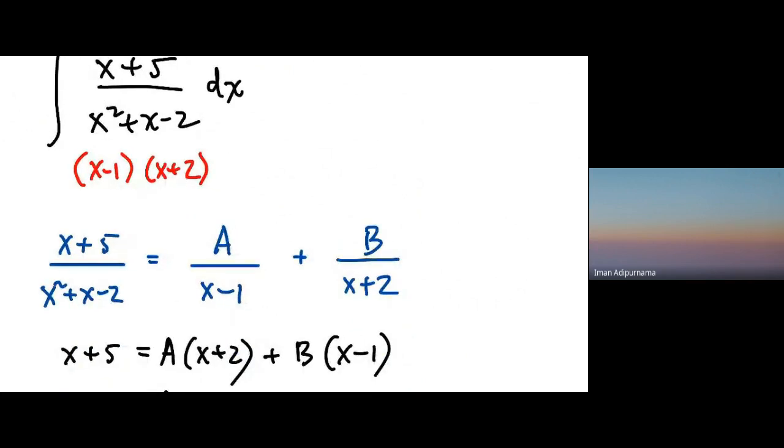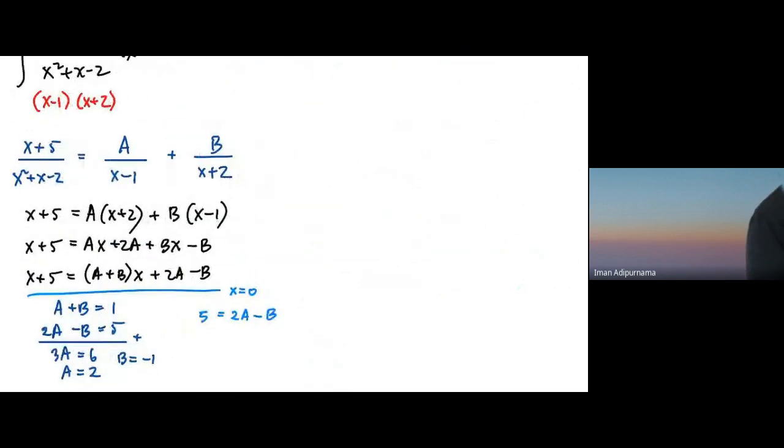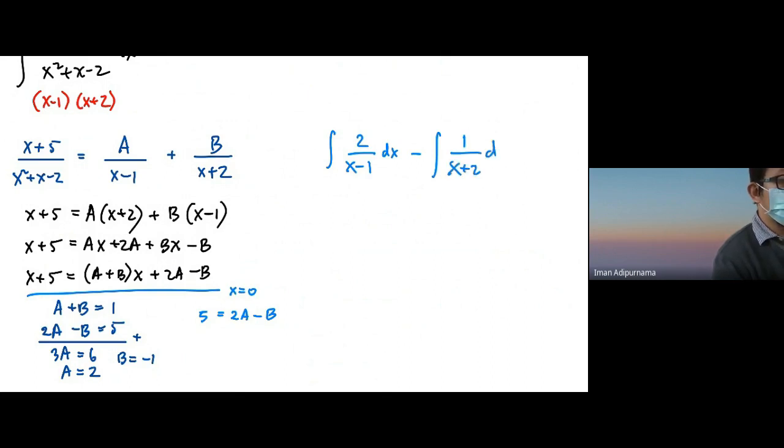So separate the fractions, find the constants, and then don't forget the question is still asking us to integrate. So we need to integrate each of the elements. So the integration of 2 over x minus 1 dx, minus the integration of 1 over x plus 2 dx. And we get 2 ln|x minus 1|, minus ln|x plus 2|, plus c.